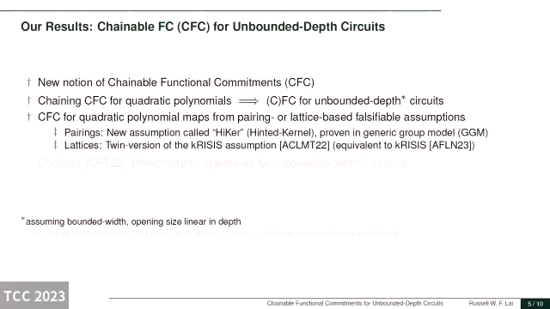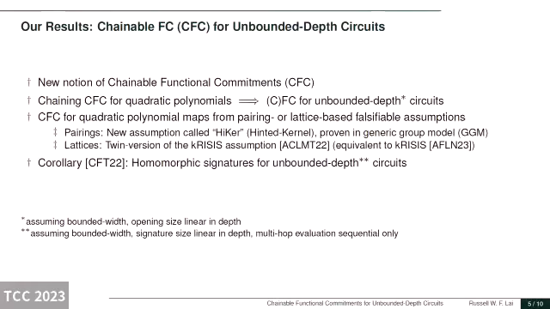Both are falsifiable. In particular, in the pairing setting, we built it from a new assumption called the hinted kernel assumption, which we prove to be true in the generic group model. And in the lattice setting, we built it from a twin version of the Crisis assumption recently introduced in Crypto. Subsequently, it has been shown that this twin Crisis assumption is actually equivalent to the Crisis assumption. And finally, as a corollary, we obtain homomorphic signatures for unbounded depth circuits.